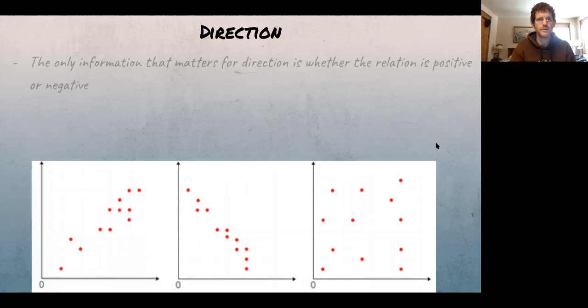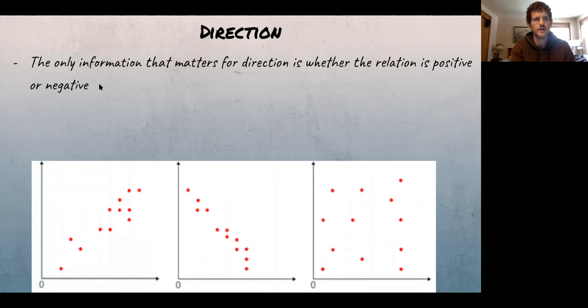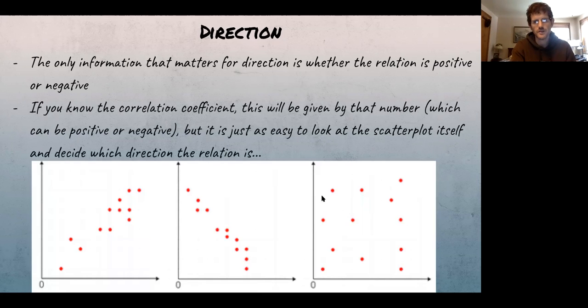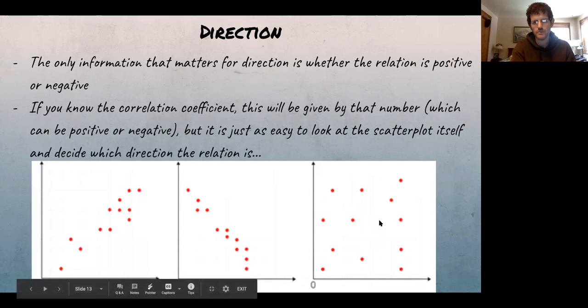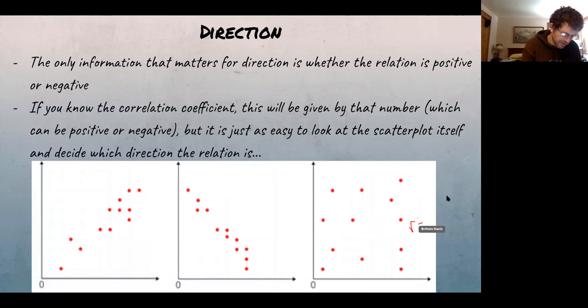Direction, pretty straightforward. I would say everything with scatter plots is fairly straightforward. The only information that matters is whether it is positive or negative. Of course, it could also be no relation at all. This would be one where your correlation coefficient is basically right at 0, so there's no direction. It's not positive or negative; there's no relation between the two.